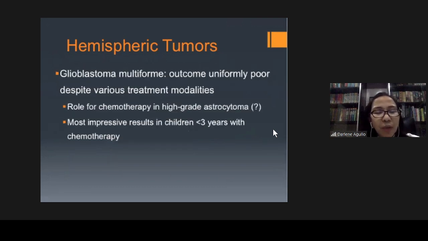So yung more malignant, or malignant, ito yung glioblastoma multiforme, GBM. Outcome is uniformly poor despite combination of treatment modalities. The role of chemotherapy in high-grade astrocytoma is questionable, but results are most impressive in children less than 3 years with chemotherapy.